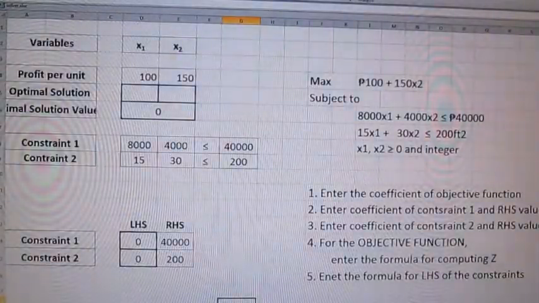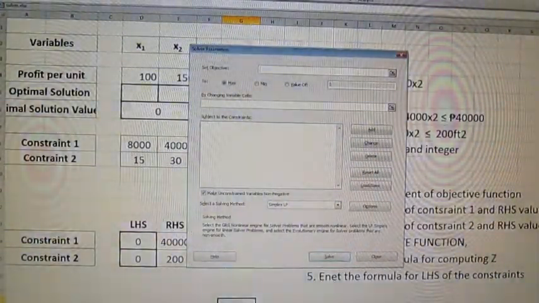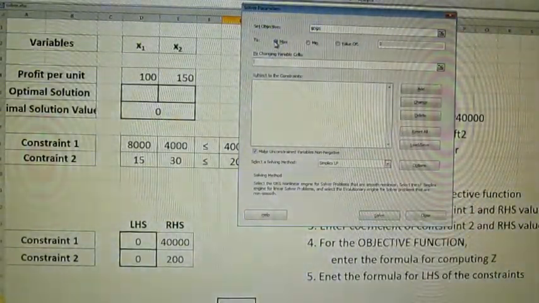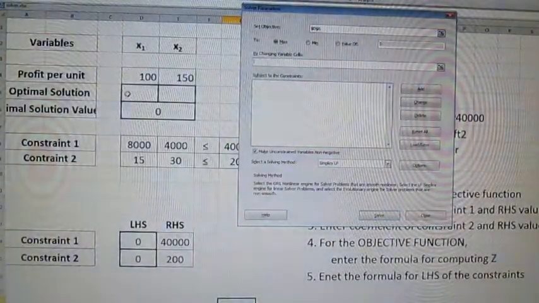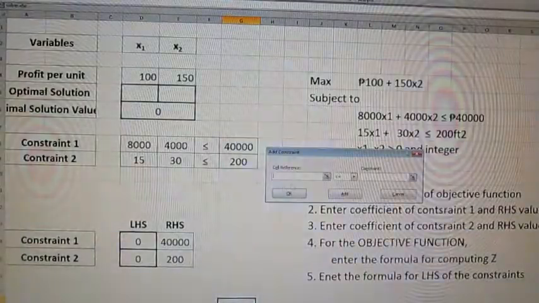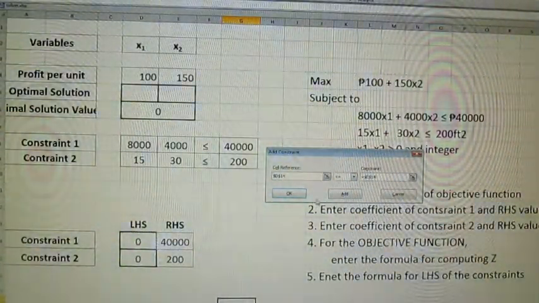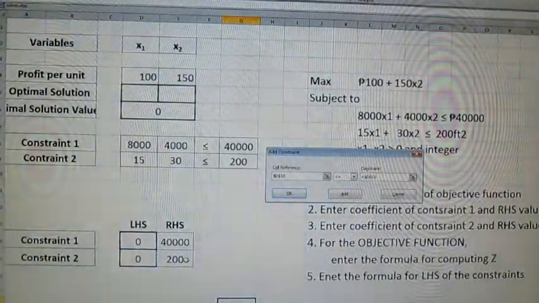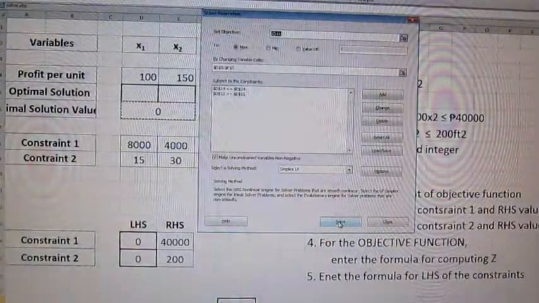Using the solver, let's set the objective function, that is the optimal solution value. Maximize, then by changing variable cells, that's x sub 1 and x sub 2. And then we need to add the constraints. This left-hand side must be less than or equal to 40,000. Left-hand side of constraint 2 must be less than or equal to the right-hand side of constraint 2. And then we need to click solve so that we can get the answers we need.